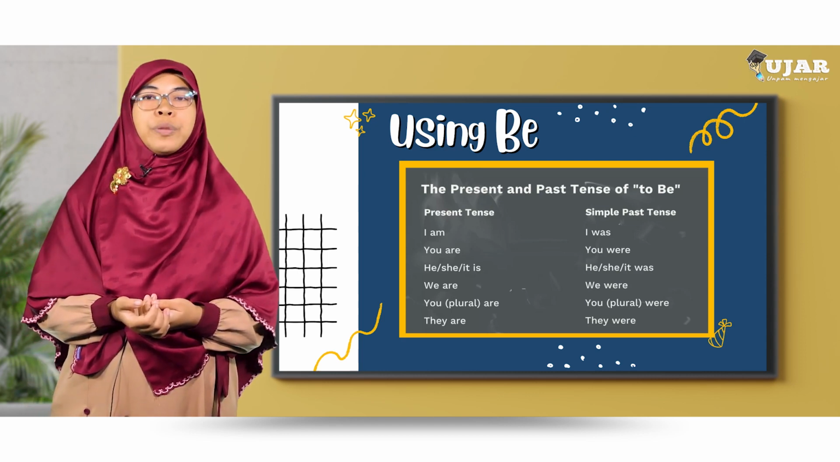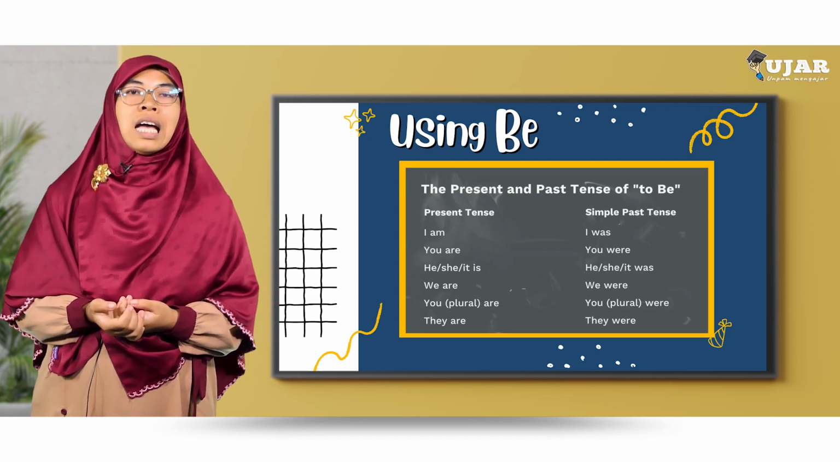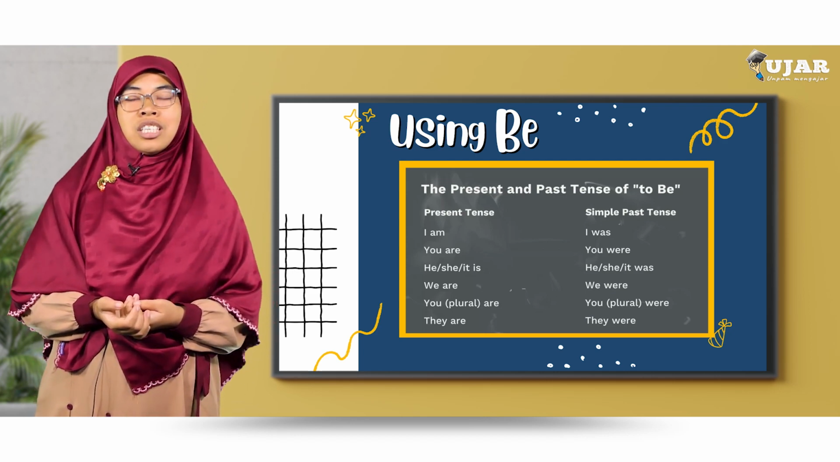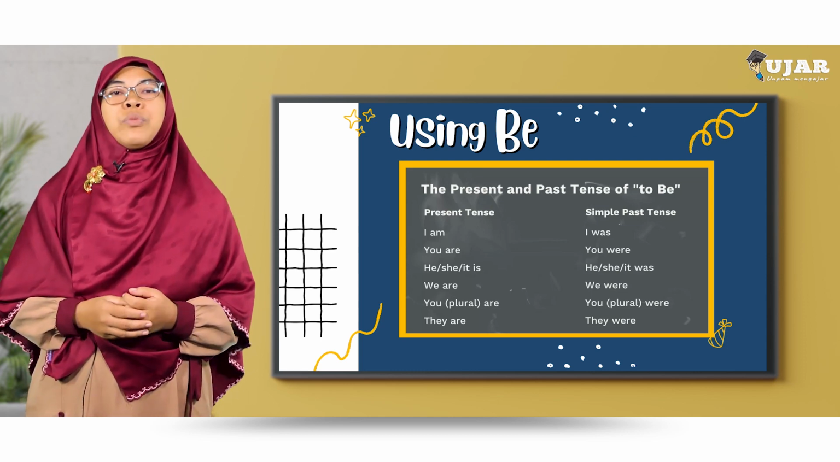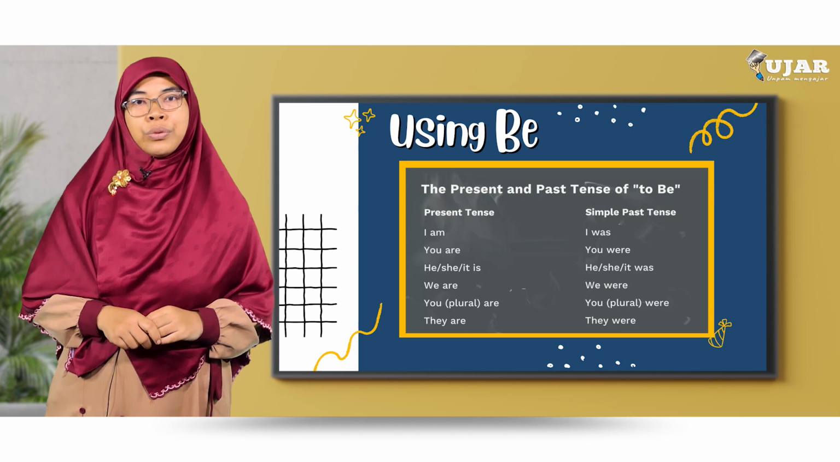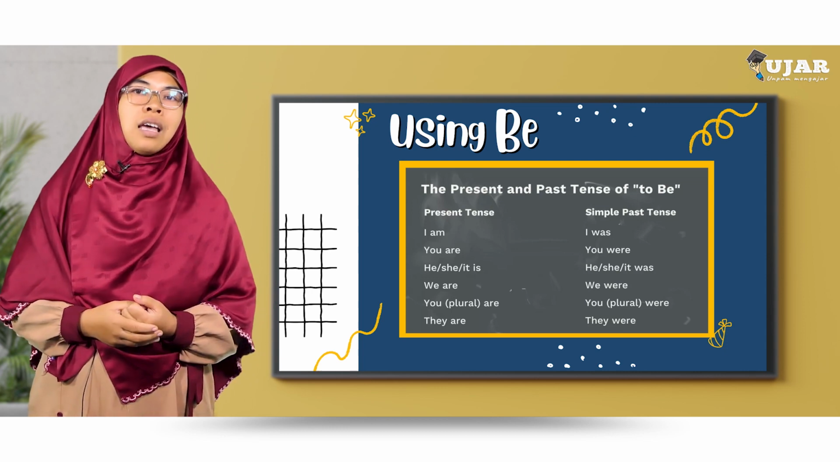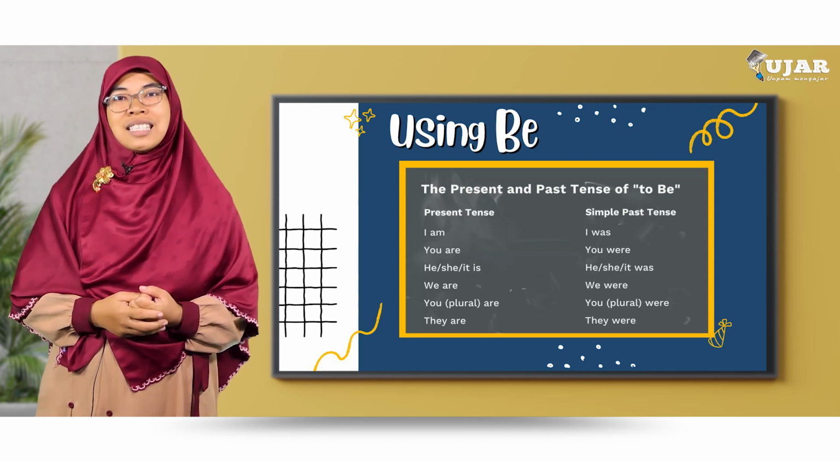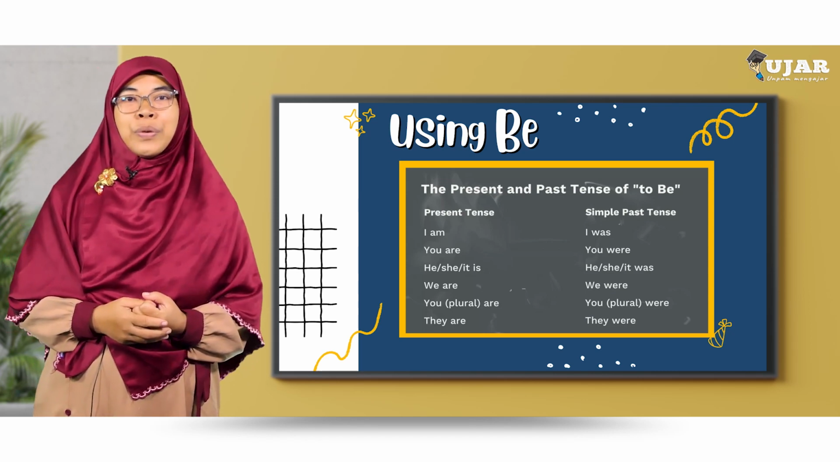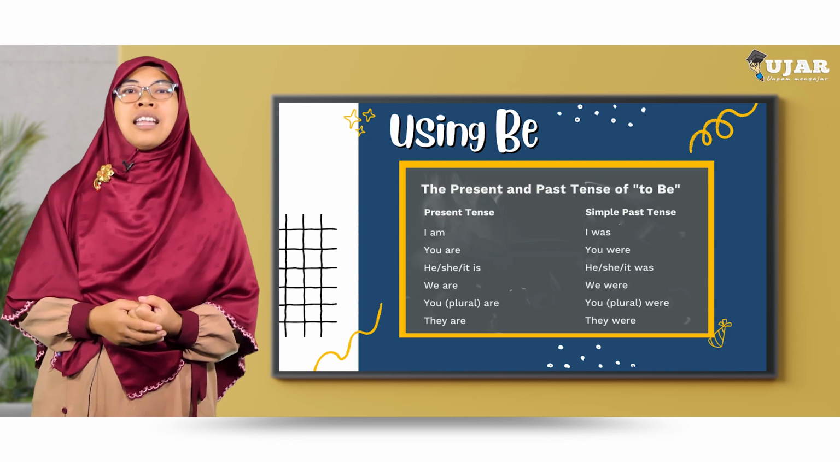The past form of be, was, is used for pronoun I, he, she, and it, while were is used for pronoun they, you, and we, like I was, he was, she was, it was, they were, we were, and you were.